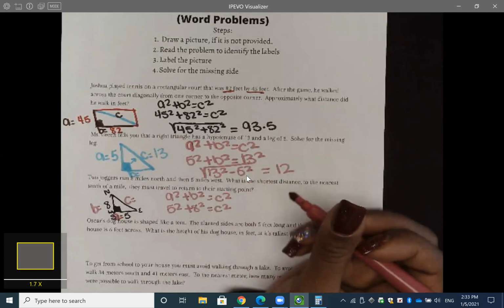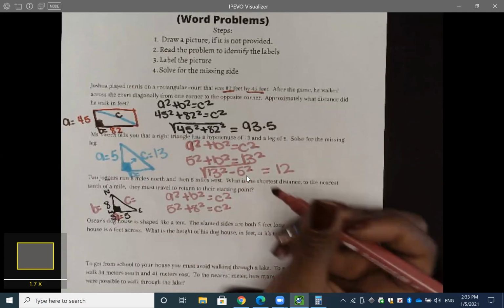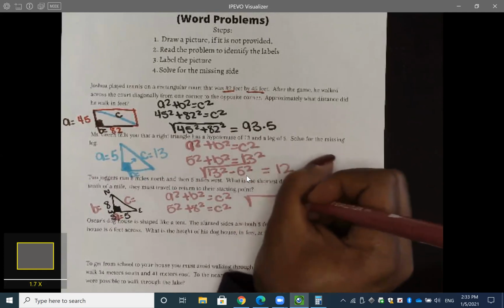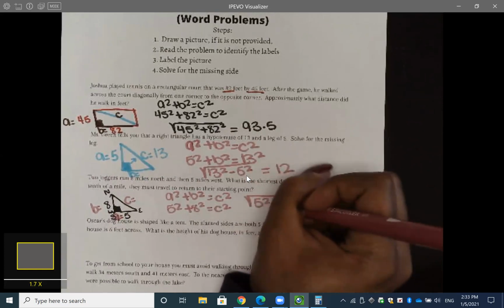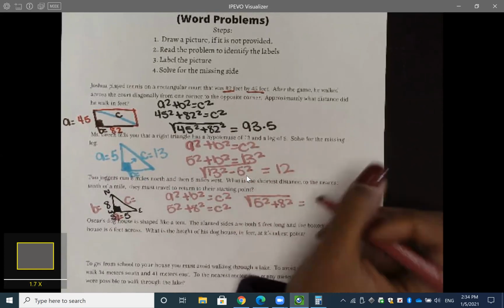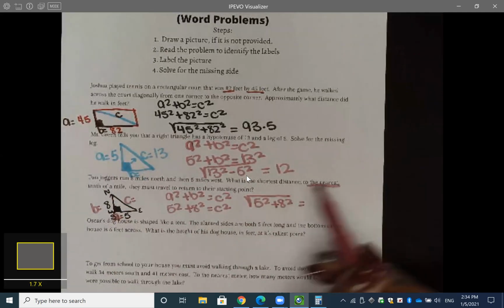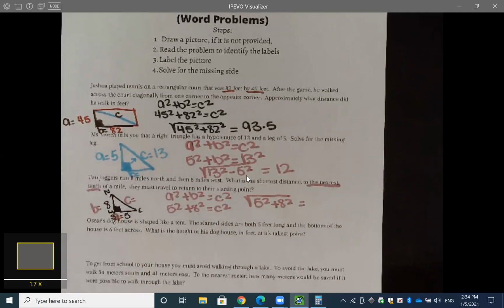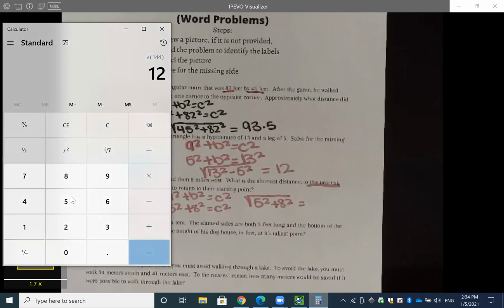So then I'm going to do the square root of 5 squared plus 8 squared. And it told me to round to the nearest tenth of a mile. So that means one number behind the decimal. So I'm going to do 5 squared plus 8 squared equals, and then take the square root of that. 9.4 will be my answer.